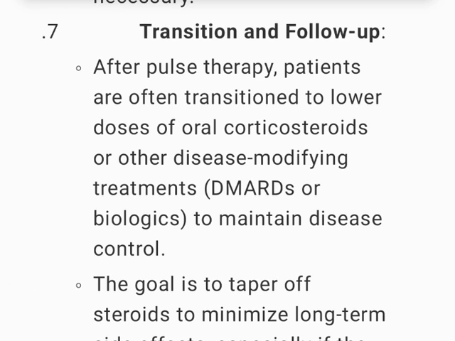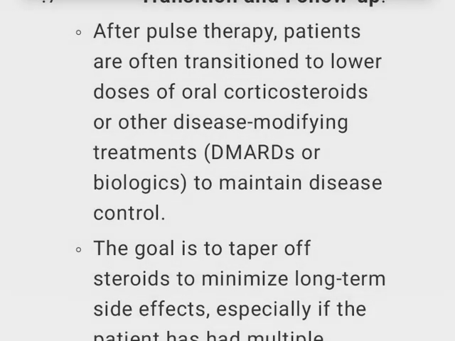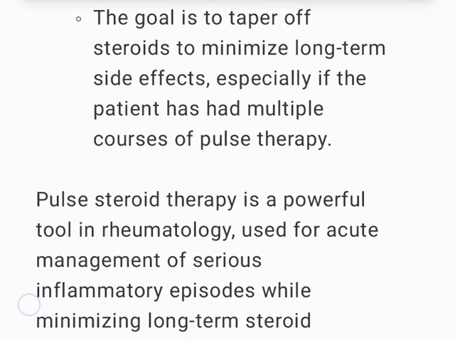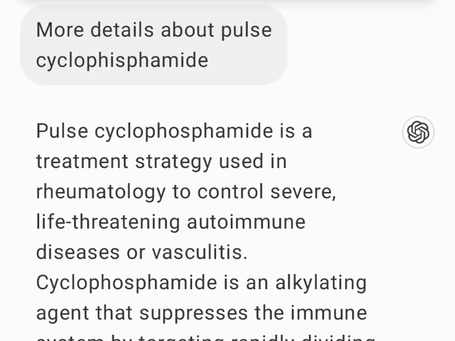7. Transition and follow-up. After pulse therapy, patients are often transitioned to lower doses of oral corticosteroids or other disease-modifying treatments, DMARDs or biologics, to maintain disease control. The goal is to taper off steroids to minimize long-term side effects, especially if the patient has had multiple courses of pulse therapy. Pulse steroid therapy is a powerful tool in rheumatology used for acute management of serious inflammatory episodes while minimizing long-term steroid exposure.